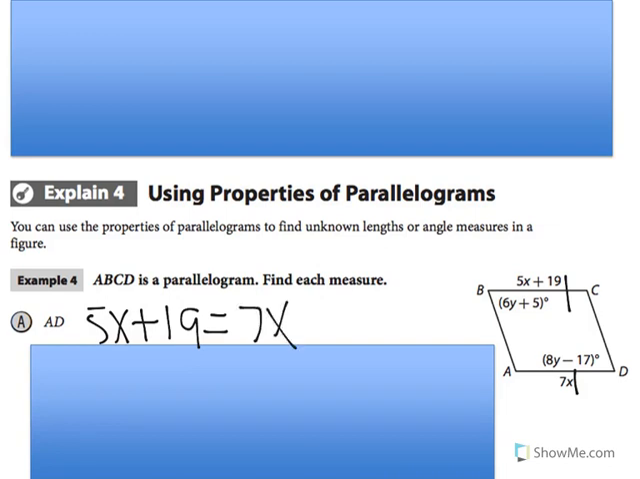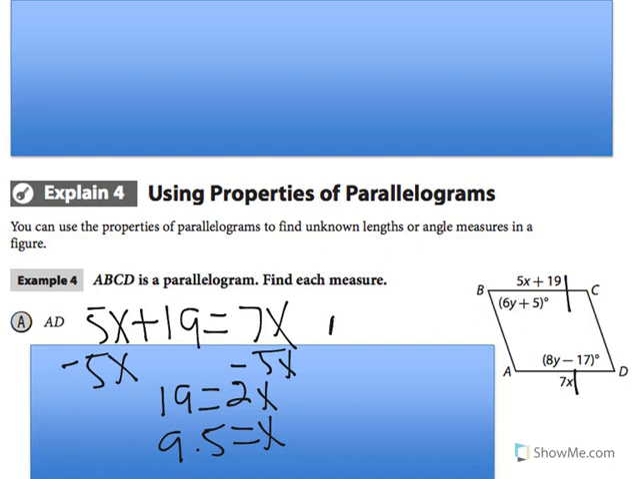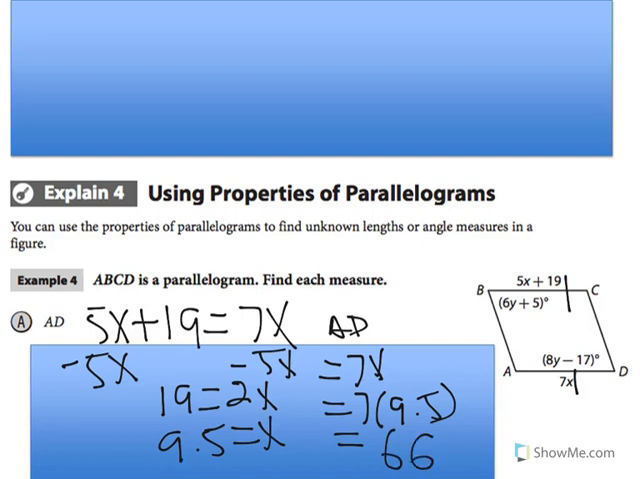Not 8, but 7x. So to solve for x, we're going to subtract 5x from both sides. So then 19 equals 2x. So solve first. So then 19 divided by 2, so x is 9.5. But we're not solving for x, we're solving for AD. So AD is 7x. So we take 7 times 9.5. So then it's 66.5.